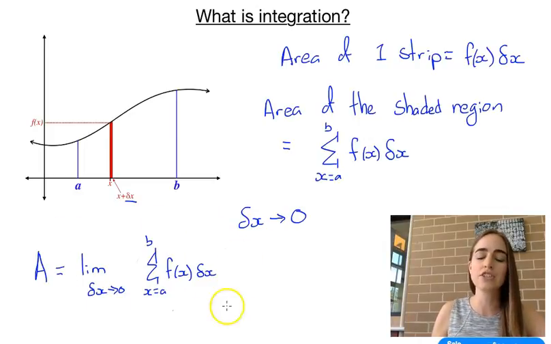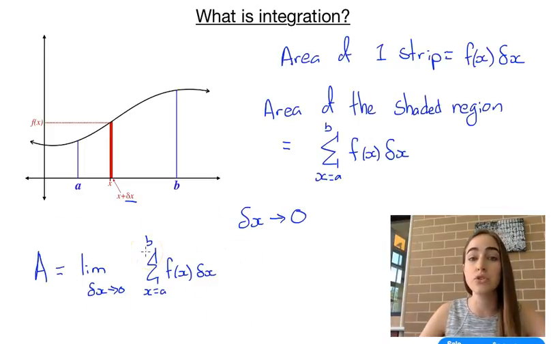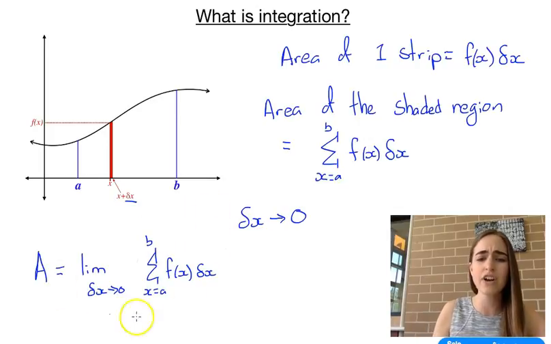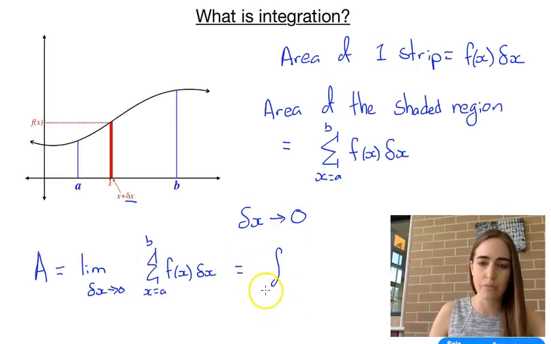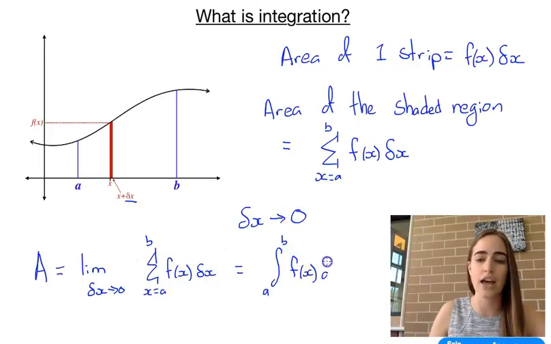So that's the calculation that we need to do, but we're going to introduce some new notation. So instead of writing that whole thing out, what we're going to write is this symbol here, which looks like an S but long and skinny, from A down the bottom to B of f of x. And instead of writing delta x now, we're just going to change that to d of x. And the way we read this is the integral from a to b of f of x with respect to x.